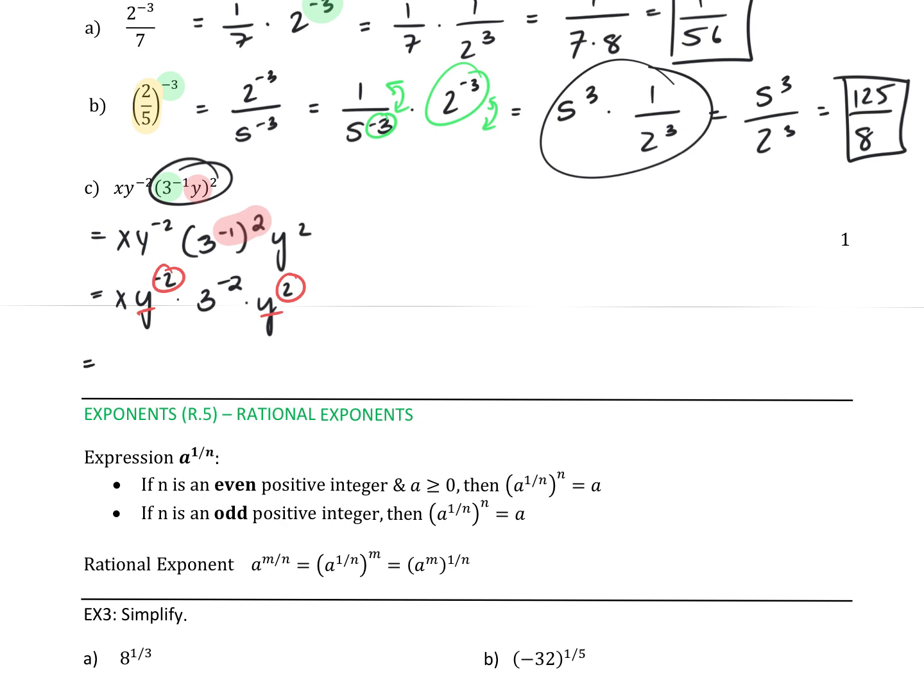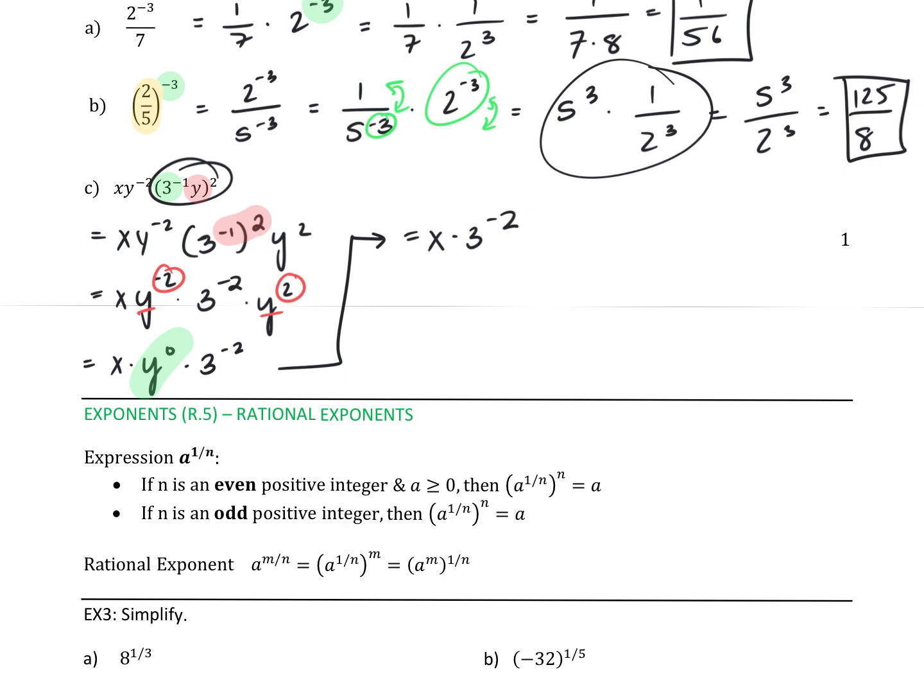So my y's are gone. Anything to the 0 power, again, is 1. So let me write this out, actually, so you can see it. That's going to be y to the 0 power and 3 to the negative 2. And again, remember, anything to the 0 power will be 1, so that will actually end up being gone. And this is x times 3 to the negative 2.